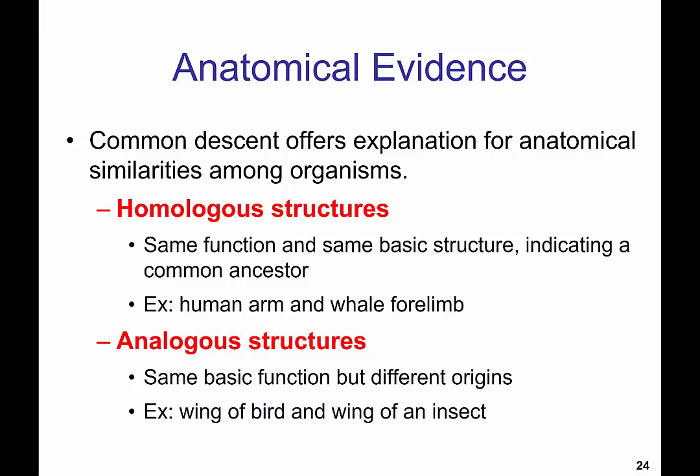Analogous structures, if you think of an analogy, they have the same basic function, but they have different origins. So a good example of an analogous structure would be the wing of a bird and the wing of an insect. They both aid the organism in flight, but they originate from different structures.